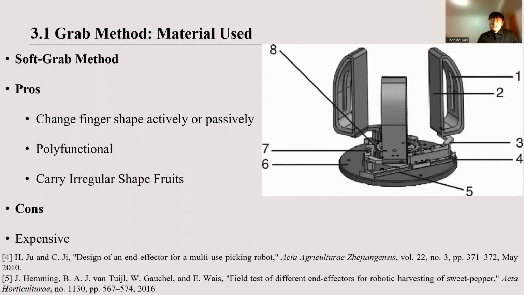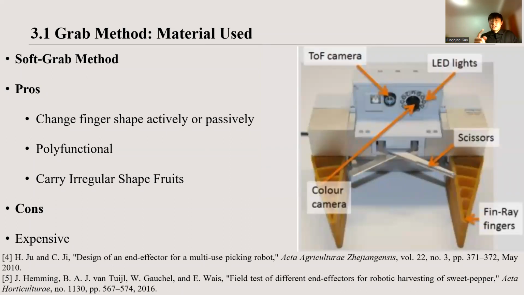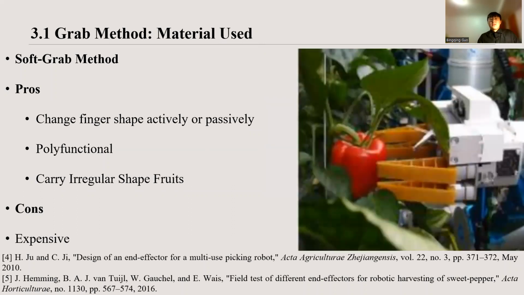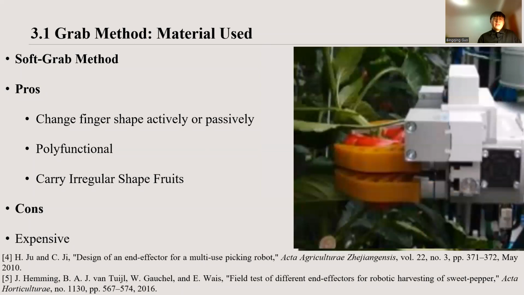It can change the shape of the fingers passively according to the fruit body. More importantly, this method harvests irregularly shaped fruits such as dragon fruit and sweet pepper. This one can change the shape actively to grab the sweet pepper. It will first approach the targeted fruit and then use the fingers to hold it firmly.